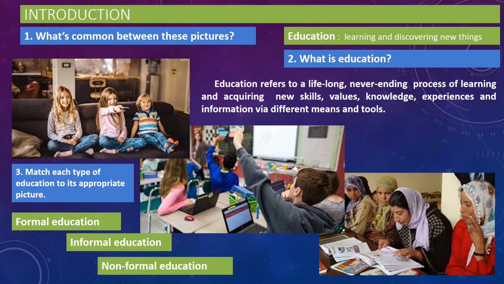Question number 3. Match each type of education to its appropriate picture. We've got 3 types of education: formal, informal, non-formal education. We would like to have each type of education to be matched with the right appropriate picture. Take some time, think, and then get back to check your answers.